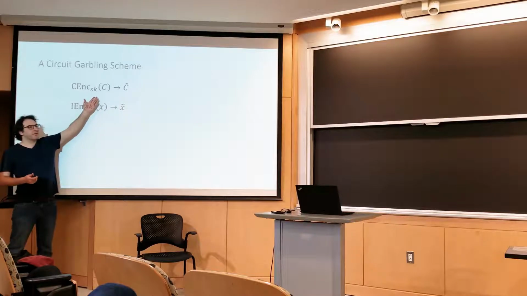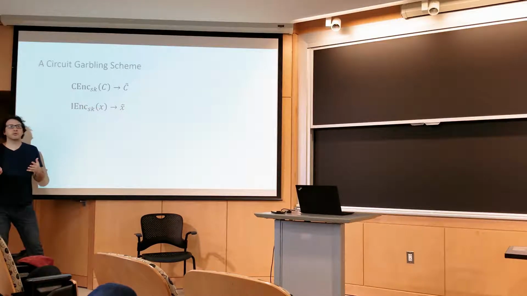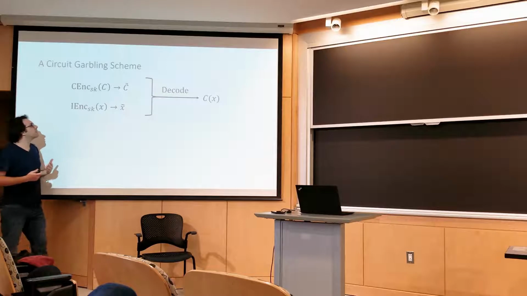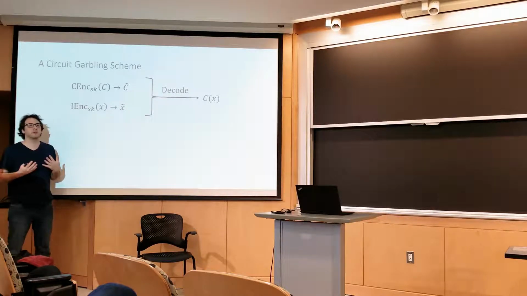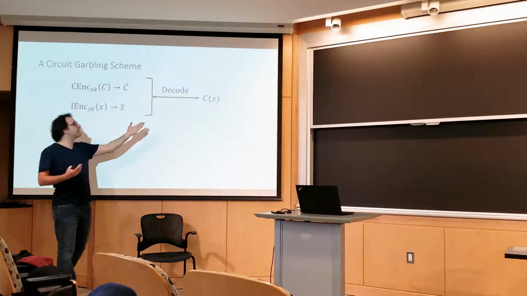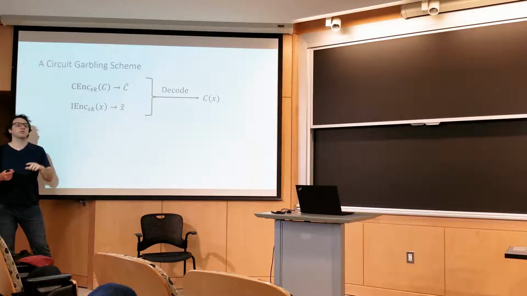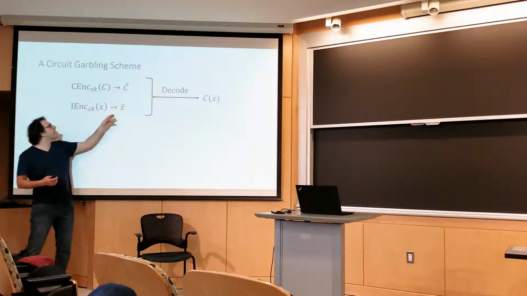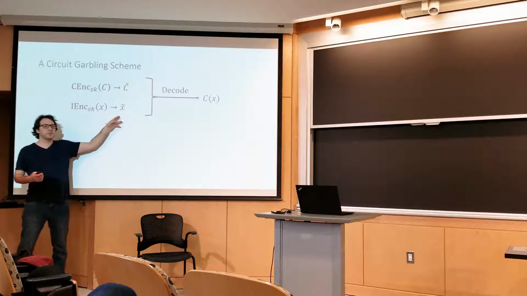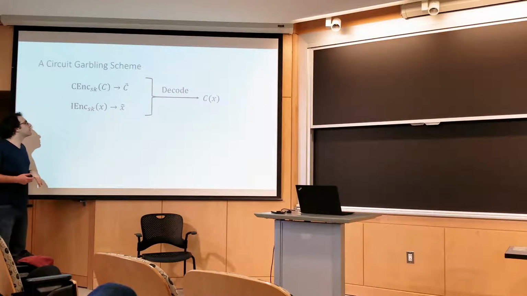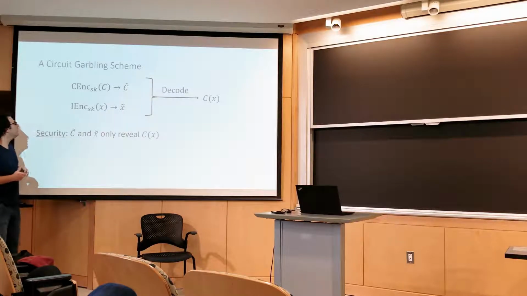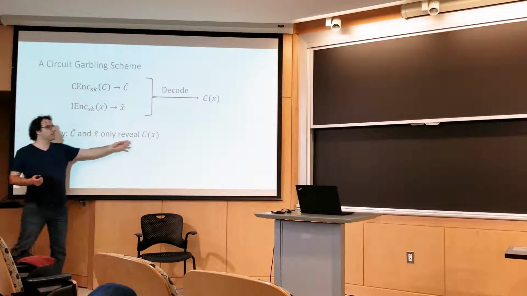So now that you have the garbled circuit and the garbled input, the natural thing to do is to combine them together. So we also have a way to decode this garbled circuit and garbled input together and learn the evaluated value, the value of the circuit evaluated on this input. So you can evaluate the garbled circuit on the garbled input. But what's important is that that's the only thing you can do. If you have this garbled circuit and garbled input, you should not learn anything else about C and about X except the fact that this is really the evaluation of C of X.